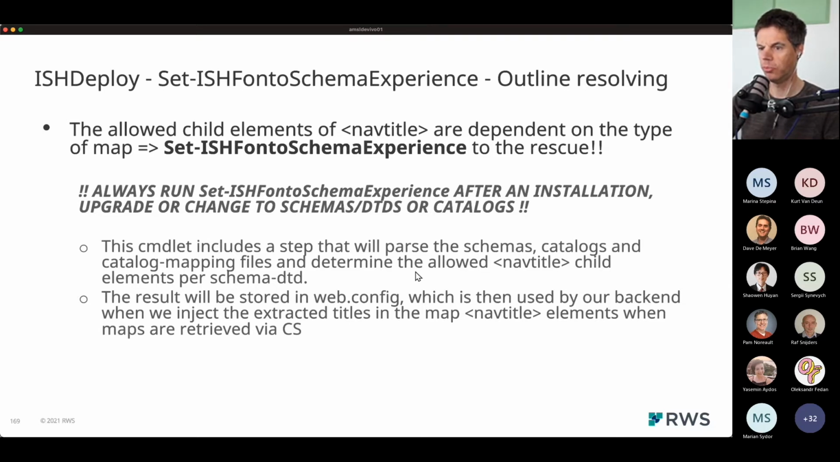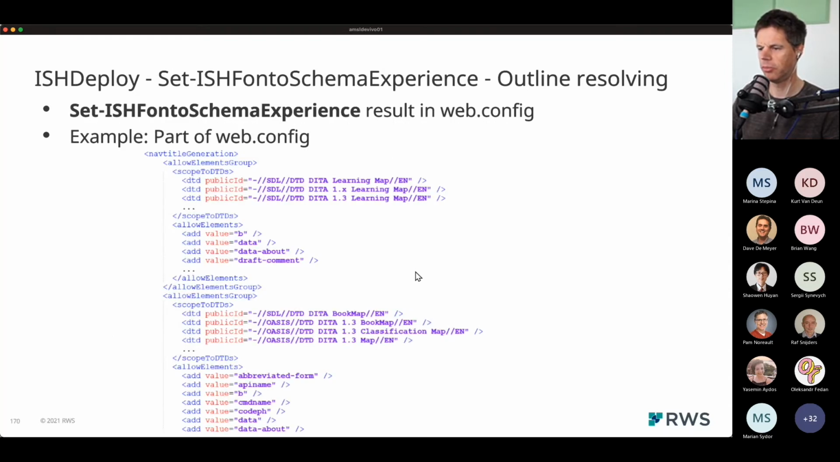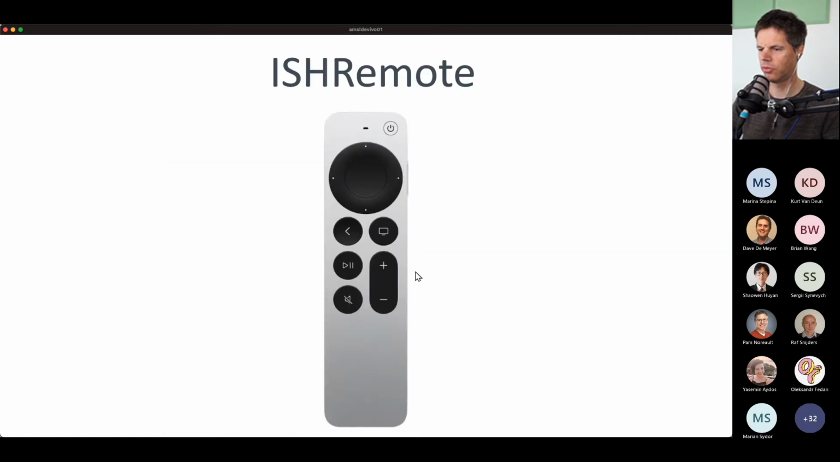So in order to help the customer, we also extended the functionality with the Set-FontoSchemaExperience command that will parse all the schemas, catalogs, and catalog mapping files, and check what the allowed child elements of the nav title are. That is stored in a web.config and used later for validation and for displaying the right information in the title. If you run the command, the web.config is modified and looks something like this, depending on your customizations and how it is installed.